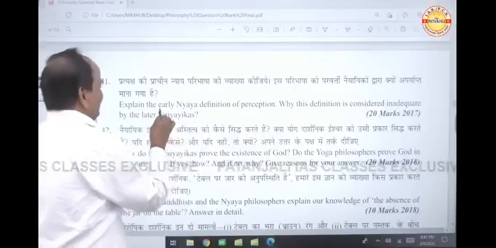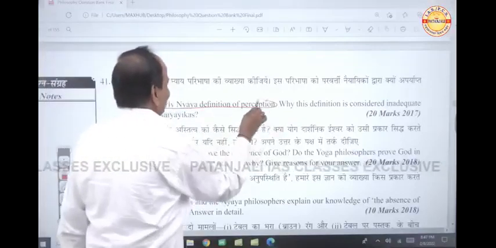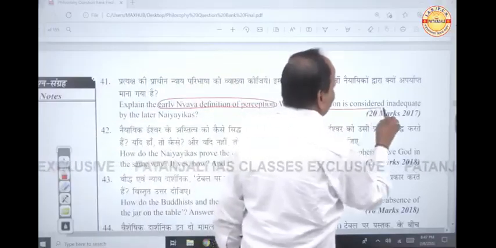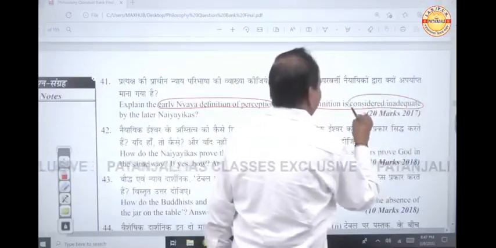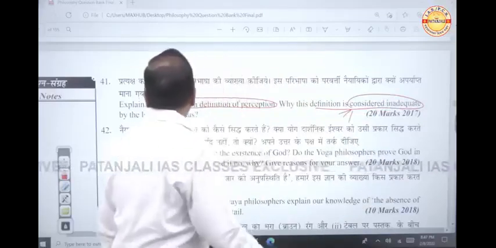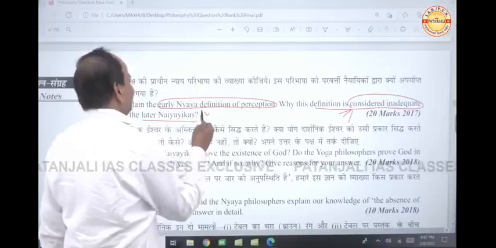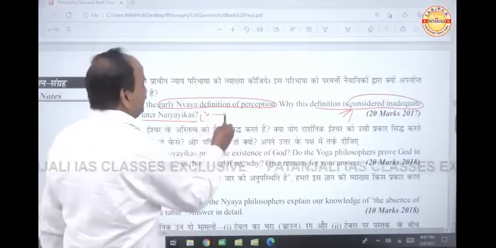2017. Explain the early Nyaya definition of perception. Which of this definition is considered inadequate? Why? 3 kinds of problems. By the later Nyayikas like Vishwanath, Gangesh, etc. And in which way they have defined the term perception.